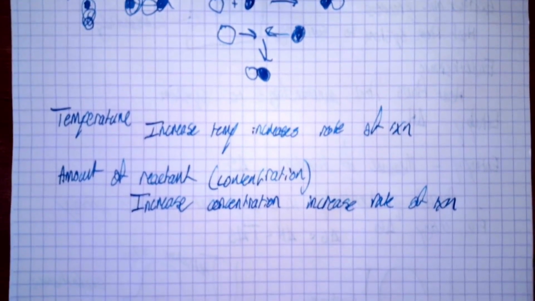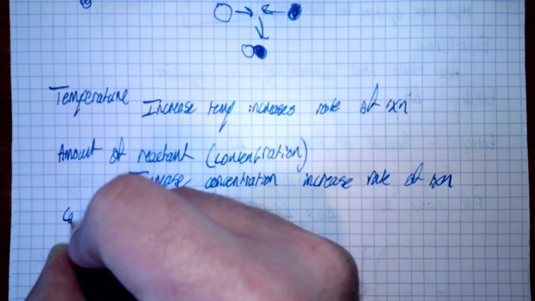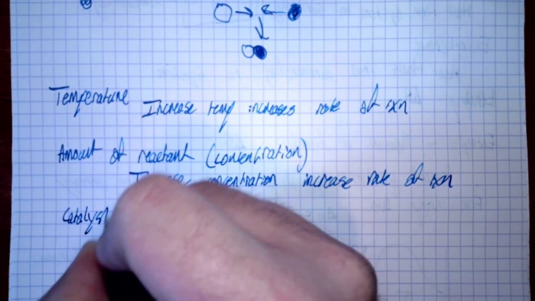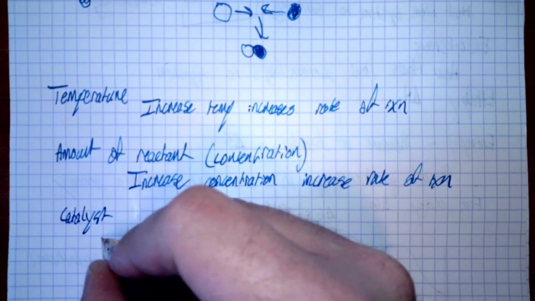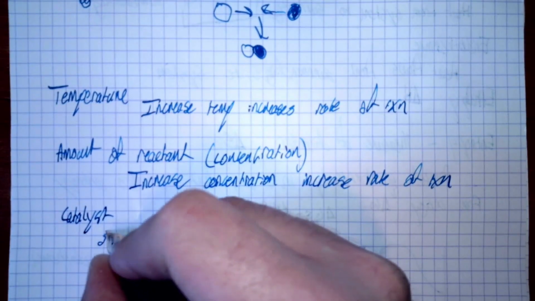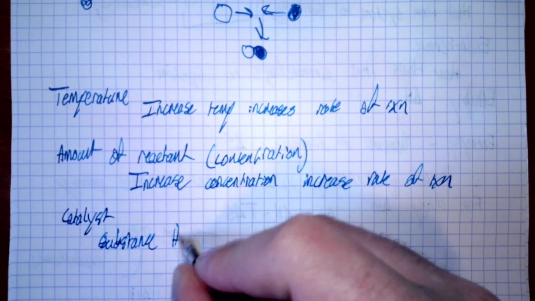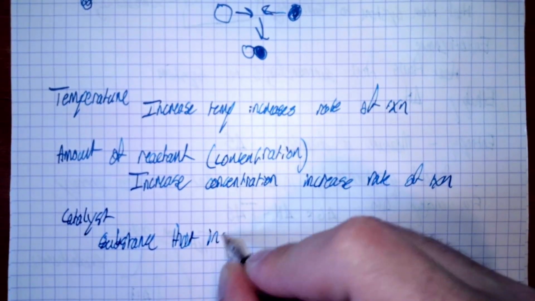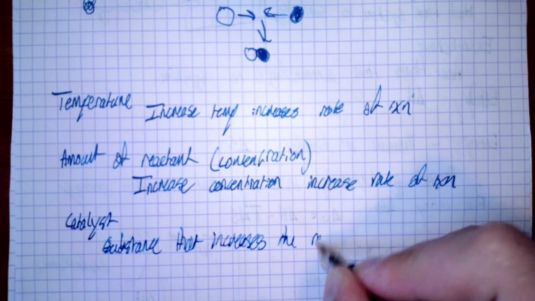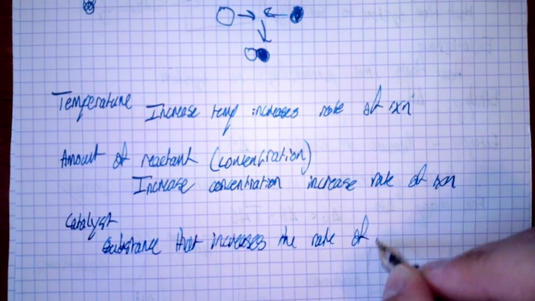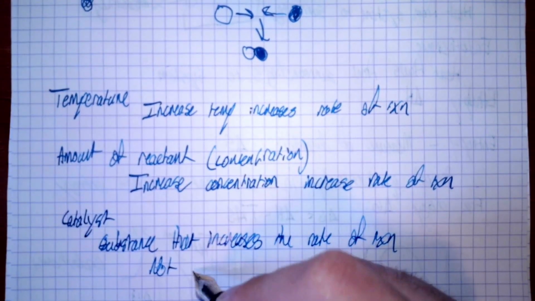All right, our last thing, though, when we want to increase the rate of the reaction, we can add something called a catalyst. Right? What is a catalyst? A catalyst is a substance that increases the rate of the reaction, but it is not consumed in the reaction.